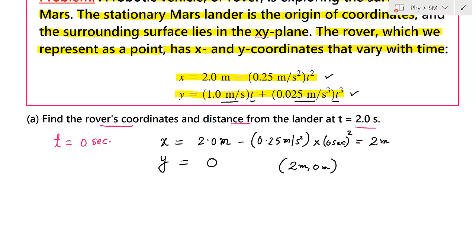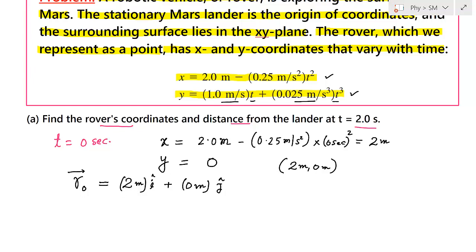So once I know the coordinates, I can basically write the position vector. So the position vector at t equals 0, let's write r0 vector. So this is nothing but x i, and x in this case is 2 meter, and the unit vector along the x-axis, that is i cap, plus the y component, that is 0 meter, and the unit vector along the y-axis, that is j cap. So this is the position vector at t equals 0 second.